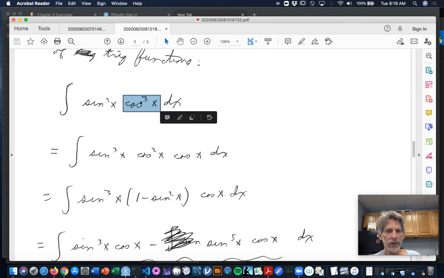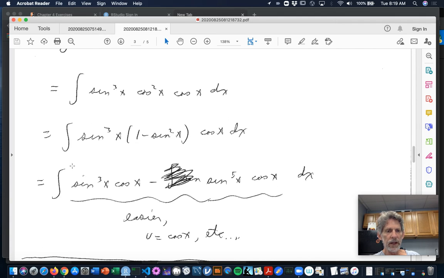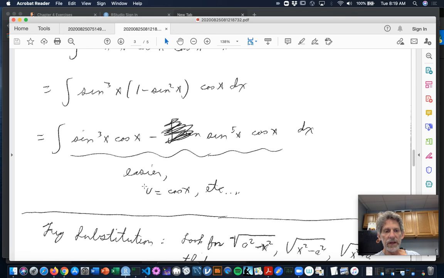So if I want just one cosine, I'd better split off one cosine, and I'm left with a cosine squared, but that's 1 minus sine squared. Multiplying all of this through, I'll have a sine cubed times the cosine of x, and I'll also have a sine cubed times the sine squared times the cosine x, so that's a sine to the 5th cosine x. And now it's easy where you let u be, that should be a sine of x, not a cosine of x. So I will make that correction in the notes that you see. There we go.